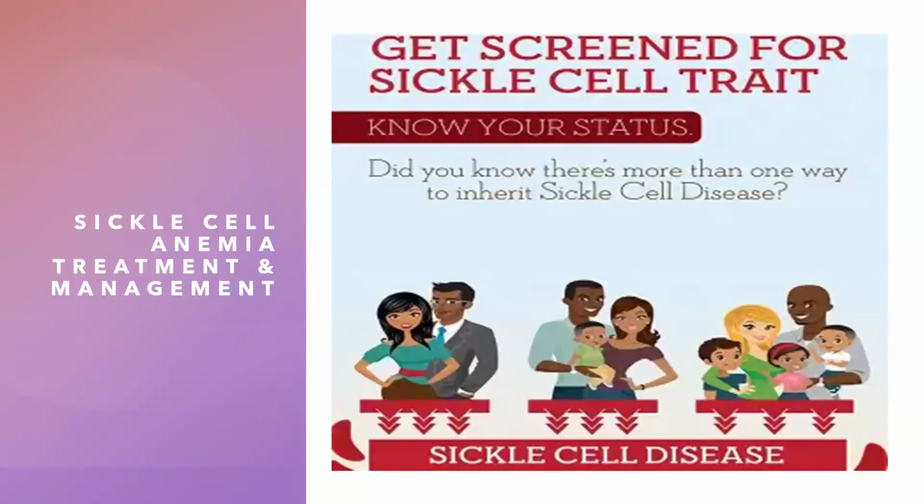So make sure that if you have a family history of sickle cell, that you've been screened for that. Make sure your children are screened. Did you know that there is more than one way to inherit sickle cell? You can have sickle cell in so many different ways, it looks like. So early diagnosis at birth is very imperative.